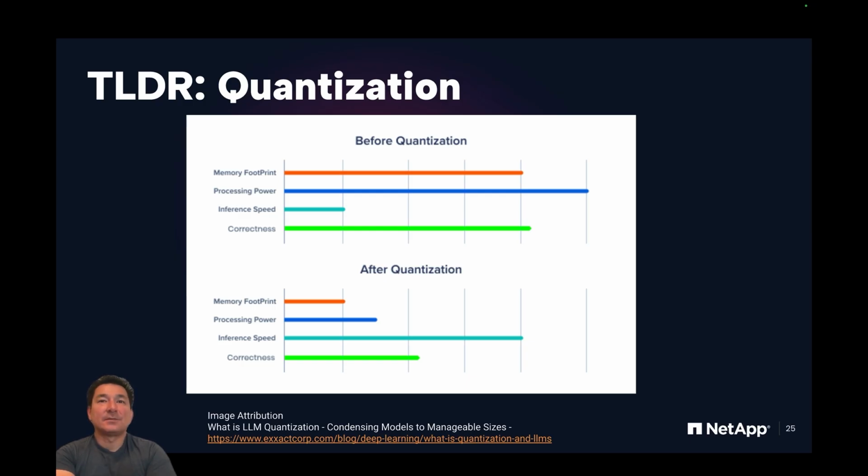After quantization, you're decreasing the memory footprint required. You are decreasing the processing power where you only need a lower end GPU or even a CPU. Inference speed is increasing because you don't have the assist from the GPU. And the correctness might take a small hit depending on the quantization format. What things are getting reduced or removed from the model during this process?